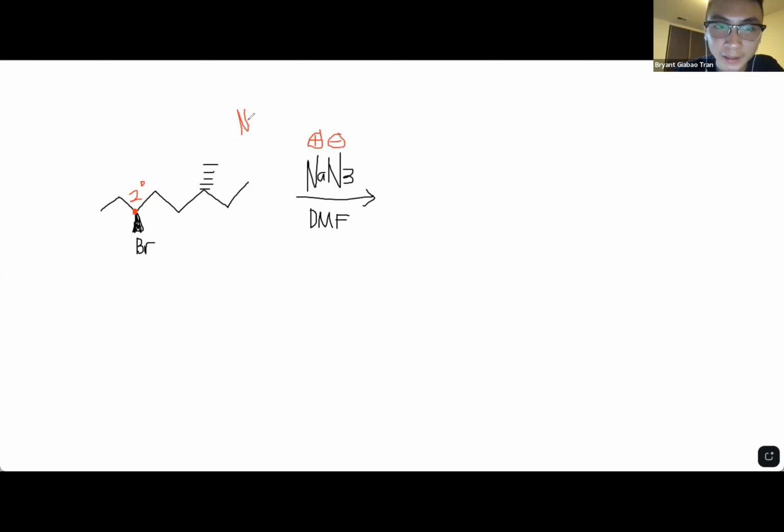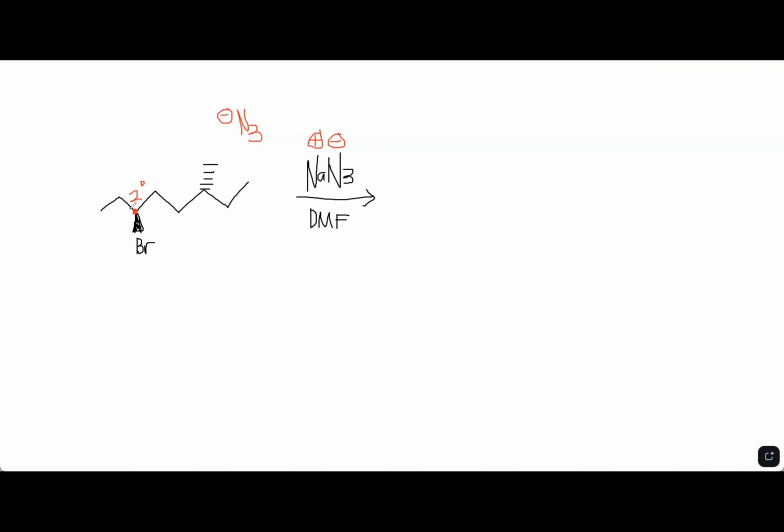Got it. And if this N3 is a negatively charged ion, would that make it a nucleophile or an electrophile? It would be an electrophile. Electrophiles, the definition is that it is partially positive or fully positive. The definition of a nucleophile is a molecule that is partially negative or fully negative. So since this N3 is fully negative, this N3 is going to be a nucleophile.